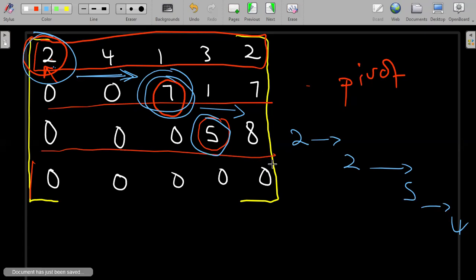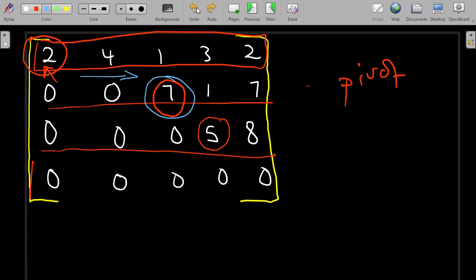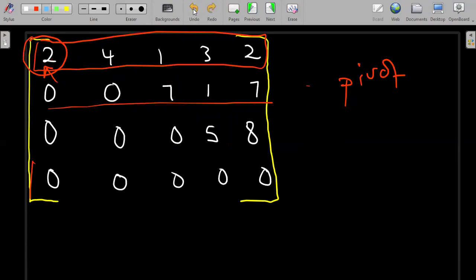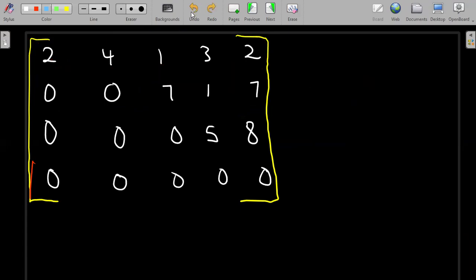And then we said the third condition was that all the entries below the leading entry should be zeros. So in this first row here, the leading entry is this one, and we can see that below it, we only have what? Zeros.